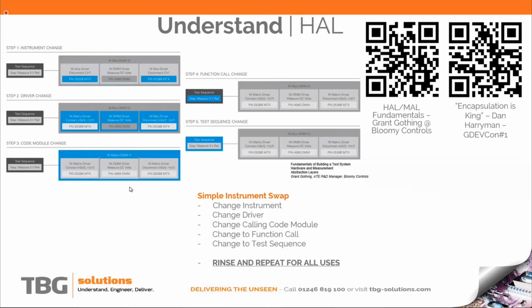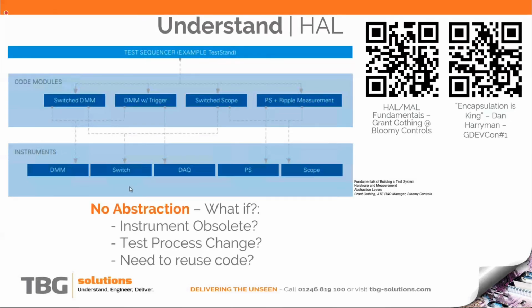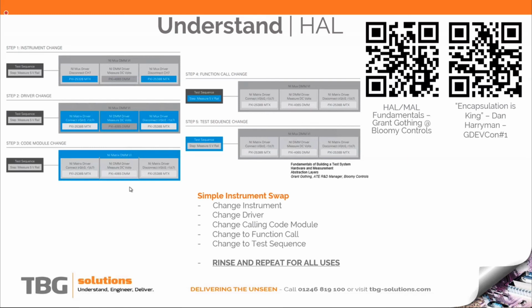So this gives a better context of what I'm talking about, say, if a card needs swapping out. So you can see on this slide here, we've got a simple occurrence of a card needing to be swapped out for one reason or another, either a process change or the card's obsolete. So just changing that one card with that bad code, we've got five things that we need to do.